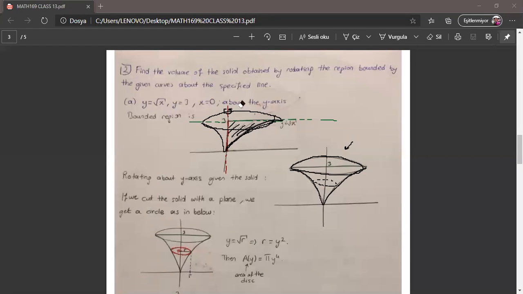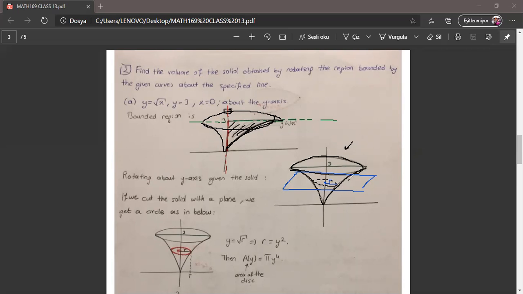And then what do we have? We need to cut this one with some plane in a horizontal way. If we cut this, the intersection will look like a circle, right? So we need to find this radius r, okay?